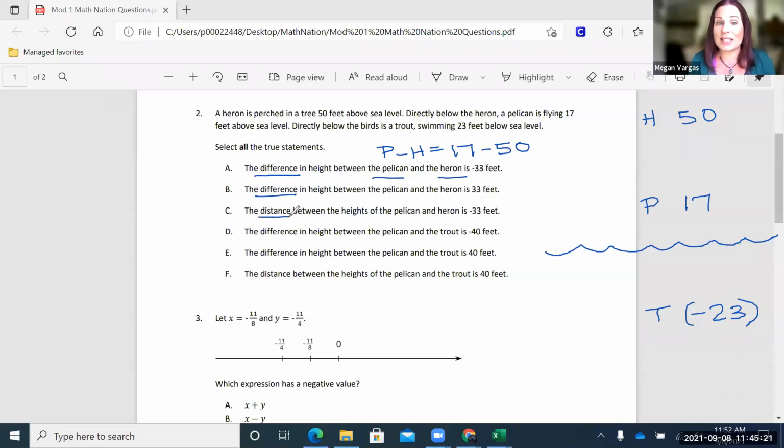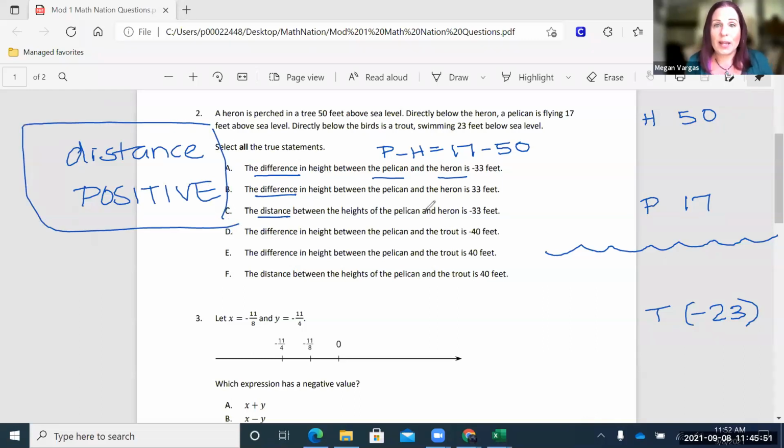If it asks you for the distance in height, that just means, remember, absolute value. Remember, when you see distance, you take the absolute value, which means distance is always, always, always positive. Always. So right away, I know that this can't be true because it's saying that the distance is a negative number. Not true. Now this one might be true. I'd have to check it. All right, but that's the big difference here.